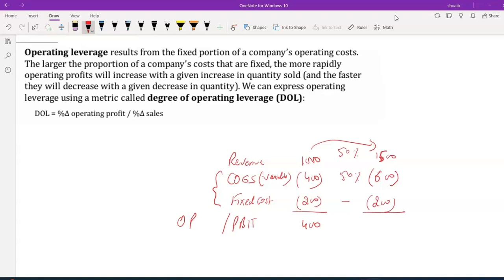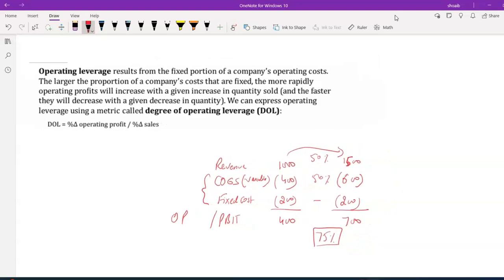So your operating profit is 700. Now, if you look at the magic, your sale has increased by 50%, but your profit has increased by more than 50%. How much? 75%. Sale has increased by 50%, but profit has increased by 75%.